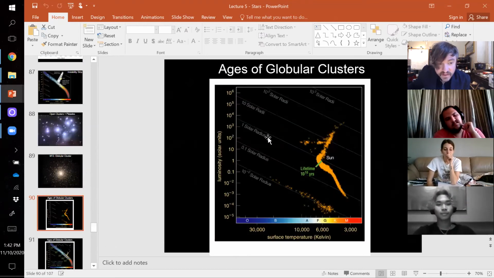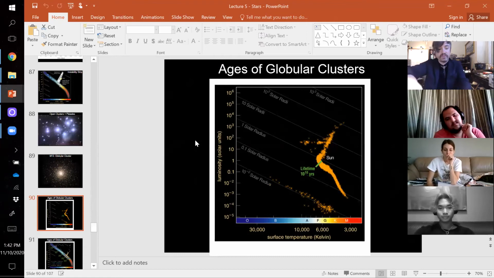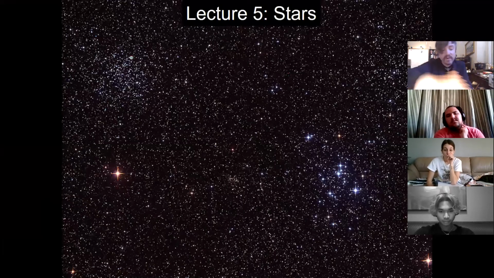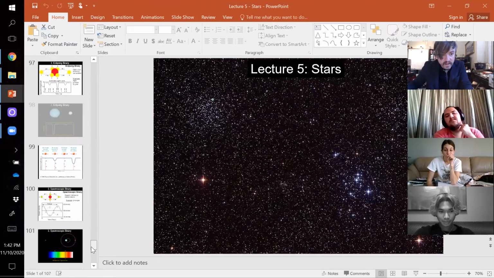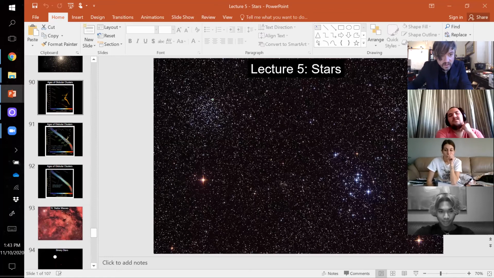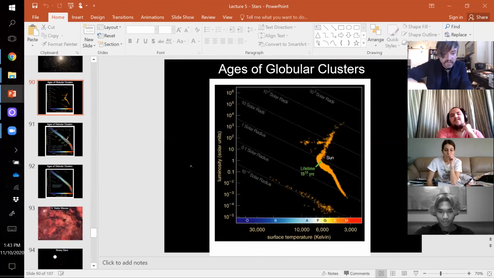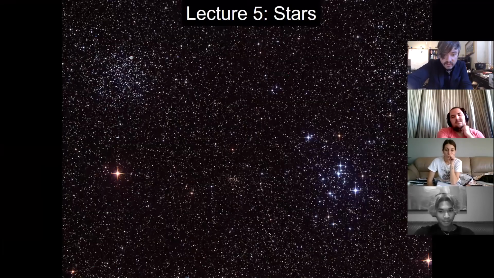Here we go. This is what a real measurable star cluster looks like when you plot it on an HR diagram. What slide was that? Sorry, this is hard to do when we're in person, and this is very hard to do over the internet. Slide 90.